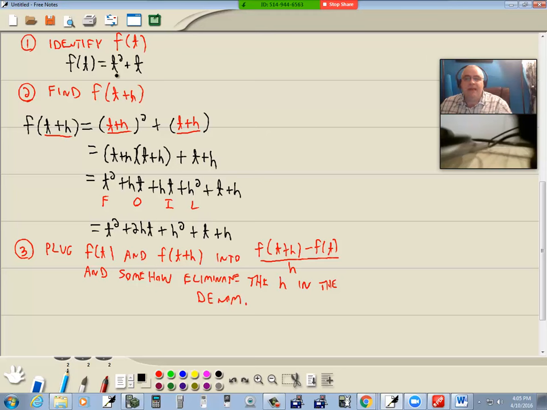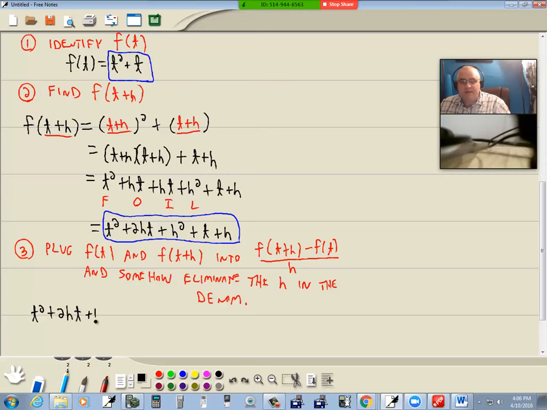Okay. Well, f of t plus h we found in step 2, and f of t we identified in step 1. So we're just going to plug in the values we found. So we'll plug this in for f of t plus h, and I'll plug this in for f of t. So I'm going to have t squared plus 2ht plus h squared plus t plus h minus, and you want to make sure you put parentheses around this second part here, and f of t is t squared plus t, all over h.